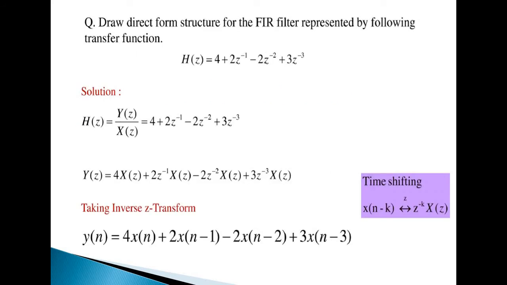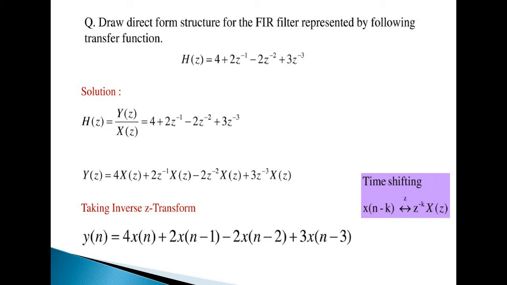Similarly, another problem: draw the direct form structure for the FIR filter represented by the following transfer function. H of z is equal to 4 plus 2 z raised to minus 1 minus 2 z raised to minus 2 plus 3 z raised to minus 3. So h of z is equal to y of z upon x of z, which is equal to 4 plus 2 z raised to minus 1 minus 2 z raised to minus 2 plus 3 z raised to minus 3.